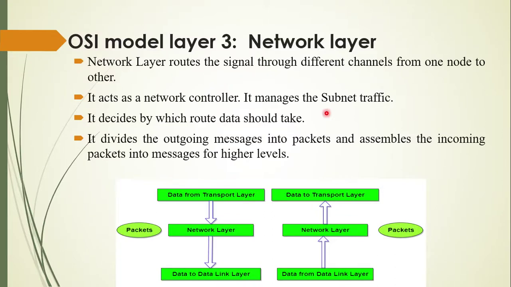Next is the network layer. The third layer is the network layer. The network layer routes the signal through different channels from one node to another node. It acts as a network controller. It manages the subnet traffic. The network layer is used to subnet the traffic. It decides by which route data should be taken.